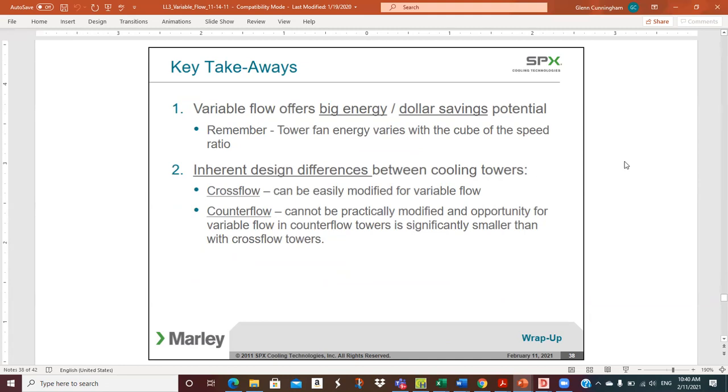Variable flow offers big energy dollar savings potential. Remember, tower fan energy varies with the cube of the speed ratio. Inherent design differences between cooling towers: crossflow can be easily modified for variable flow. Counterflow cannot be practically modified. And the opportunity for variable flow in counterflow towers is significantly smaller than for crossflow.